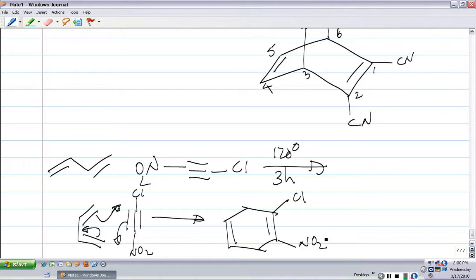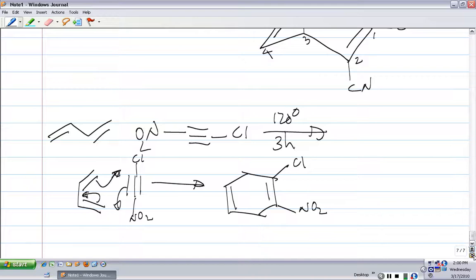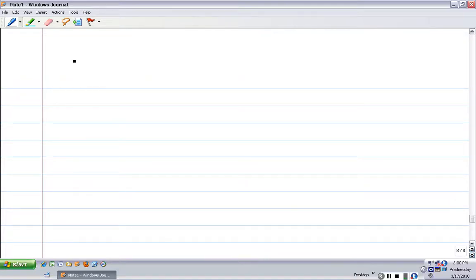Okay? Well, it gets a little more interesting if we draw a species that looks, for example, like this.